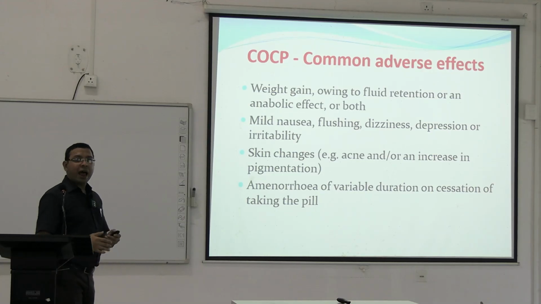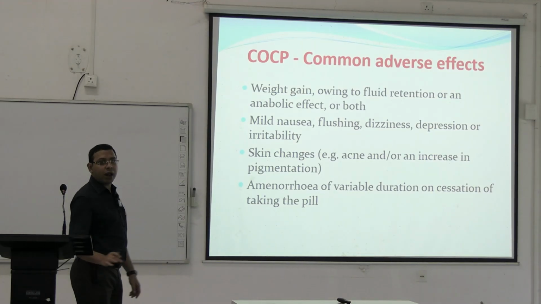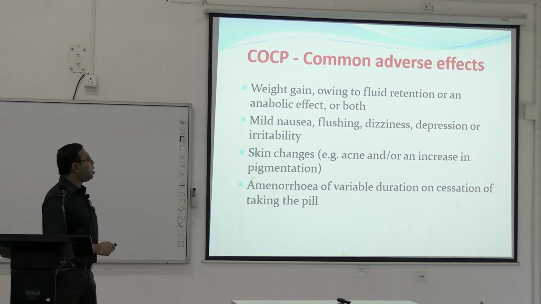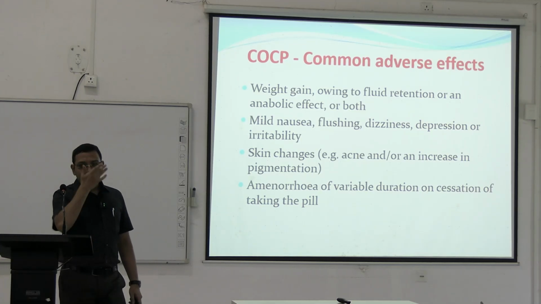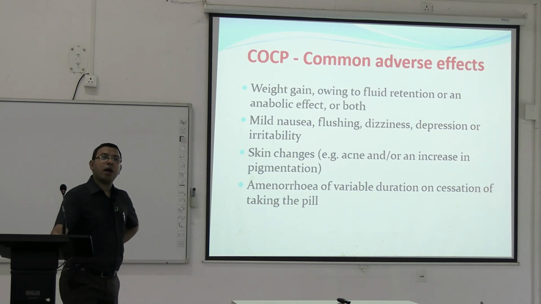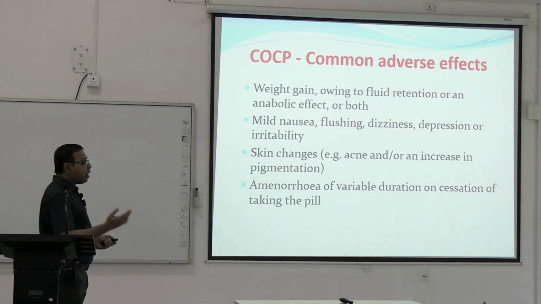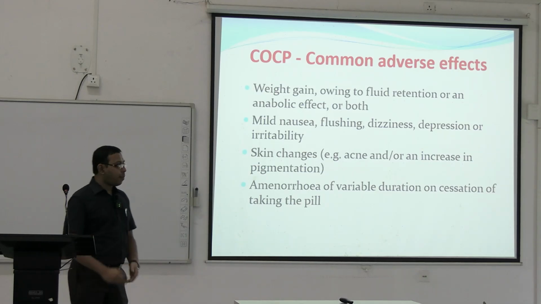Now there are some common adverse effects of the combined oral contraceptive pill. Weight gain is a very common adverse effect. Weight gain can happen owing to fluid retention or an anabolic effect, or both. Fluid retention means it has some spironolactone-like activity, it also has some steroid-like activity, and also some anabolic activity like that of testosterone. That's why it has androgenic activity. Mild nausea, flushing, dizziness, depression or irritability can happen.